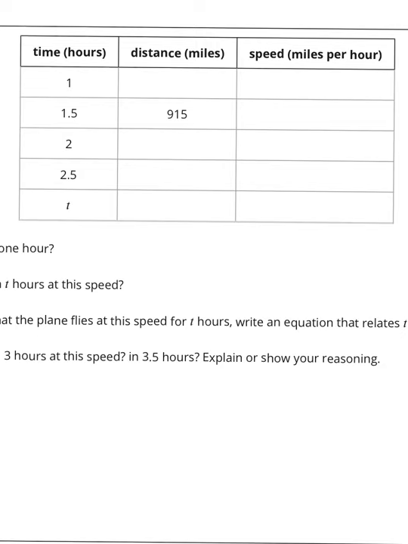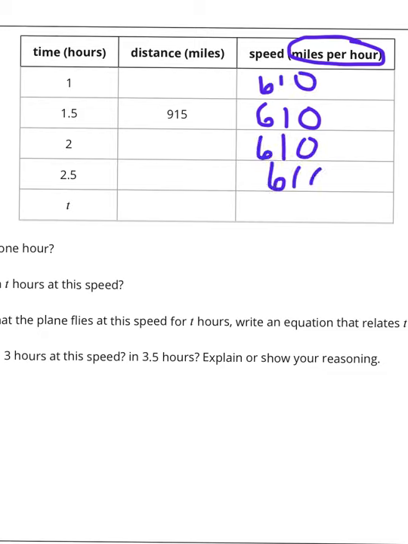I got, when I divided 610, my units would be miles per hour, 610 miles per hour. Now the other thing we were told just above that picture is that this plane is flying at a constant speed, 610 miles per hour. So we're going to fill in this table. In 1 hour, how far would that plane have gone? Well, in 1 hour, because it's flying 610 miles per hour, it would have gone 610 miles.